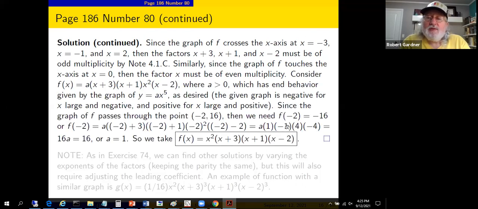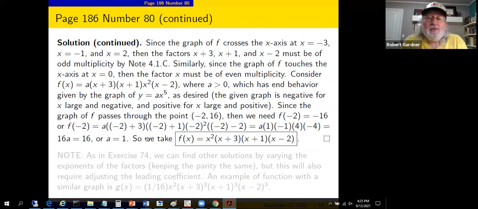F passes through that point, so we need, when x is negative 2, the function value to be 16. What is f of negative 2? We have a form of f, so we'll plug it in and see what we get. We need f of negative 2 to be a times, we'll plug negative 2 in there, and there. Got the parentheses around all the negative 2's. There's the x squared term, for example. Do the multiplication, careful with the negative signs, and that simplifies to 16 times a.